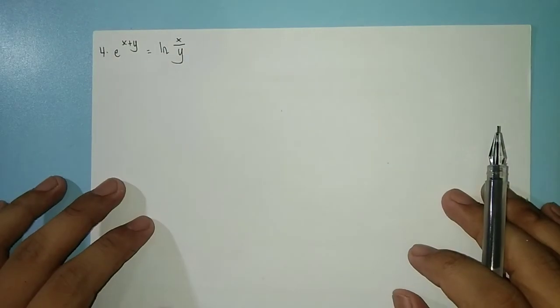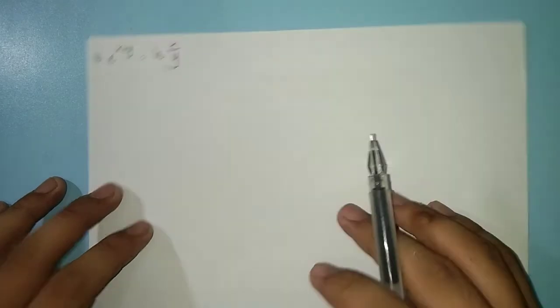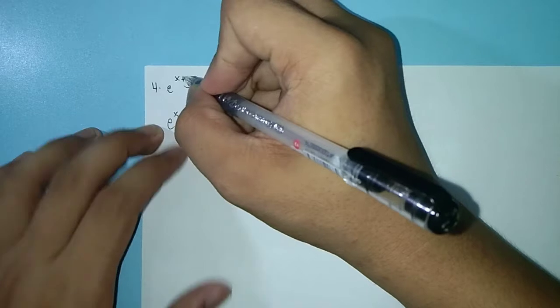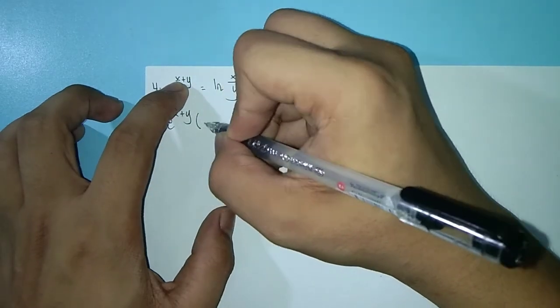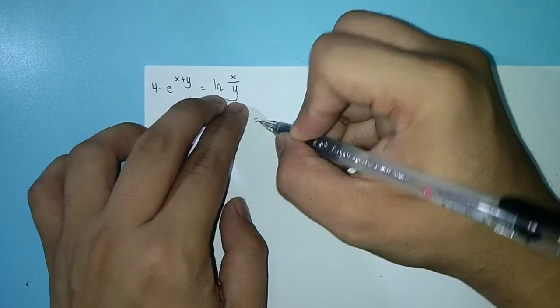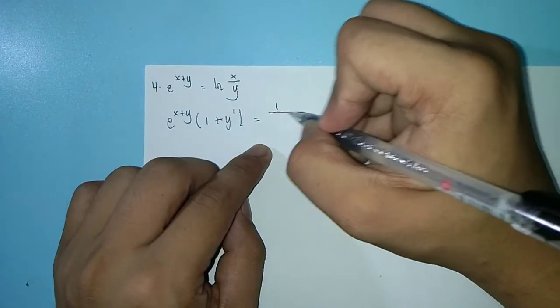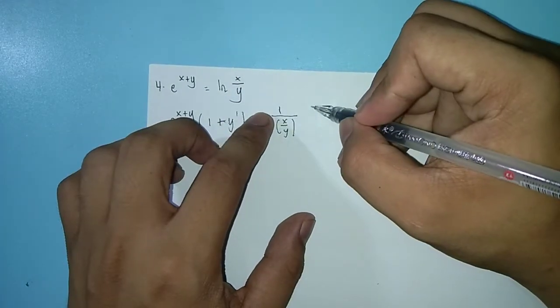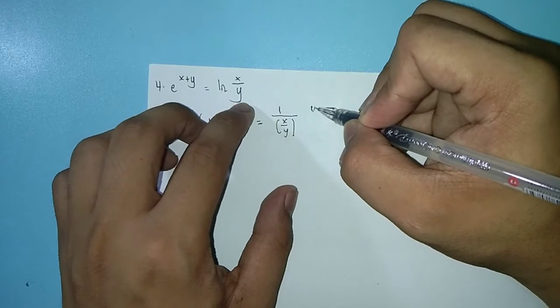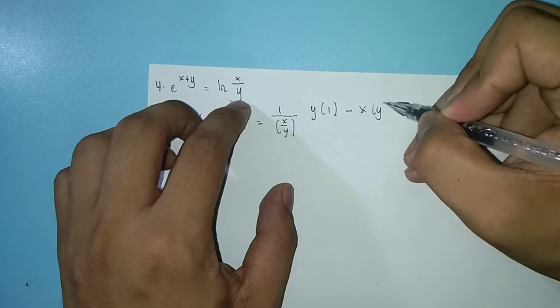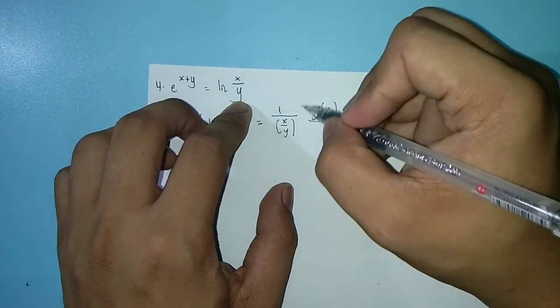For number 4, find the derivatives of e raised to x plus y equals ln x over y. Okay, so dito, derivative ng e raised to x plus y, kopya. Then derivative ng exponent. That is, derivative ng x, 1, plus derivative ng y, y prime. Equals, ito naman, 1 over u, ito yung u niya, yung x over y. So, 1 over x over y. Then, derivative ng x over y. That is, y, kopya yung denominator, derivative ng x, that is 1, minus x, derivative ng y, that is y prime, over y squared. Okay?